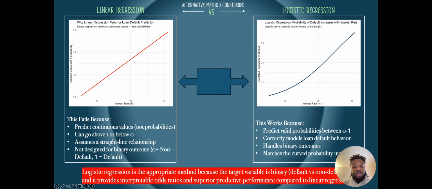The graph to the right shows logistic regression, which produces an S-shaped curve, which correctly models probabilities between 0 and 1. It handles binary classification and captures how the chances of default increase with interest rate. This comparison confirms logistic regression is the appropriate approach for this BI model.